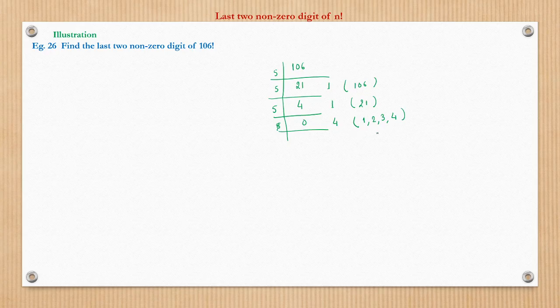So now the process says the last two non-zero digits of 106 factorial. And what would be the IGP here? The IGP of 5 is nothing but 21 plus 4 plus 0.